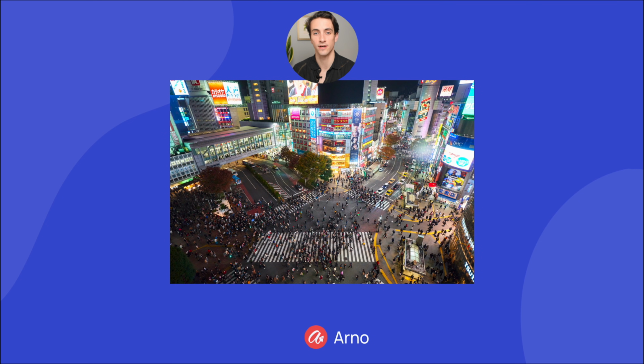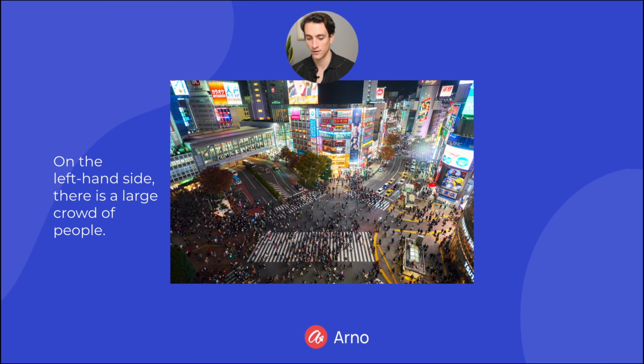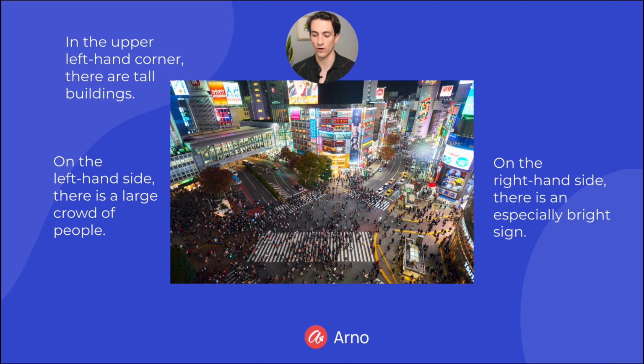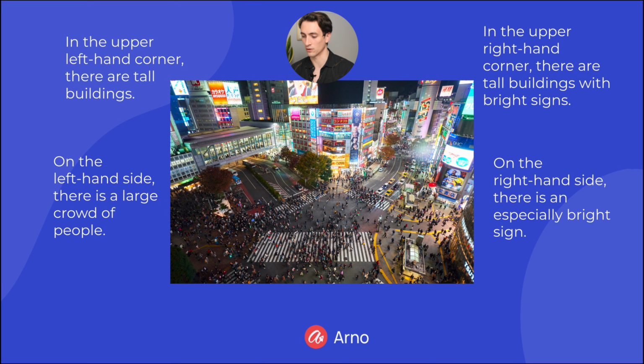And here's how you can use these words in complete sentences, using this image as an example. On the left-hand side, there is a large crowd of people. On the right-hand side, there is an especially bright sign. In the upper left-hand corner, there are tall buildings. In the upper right-hand corner, there are tall buildings with bright signs.